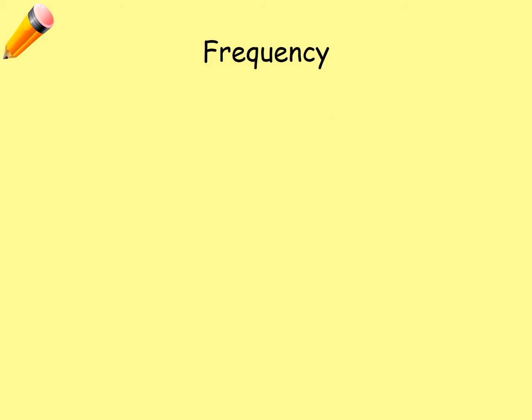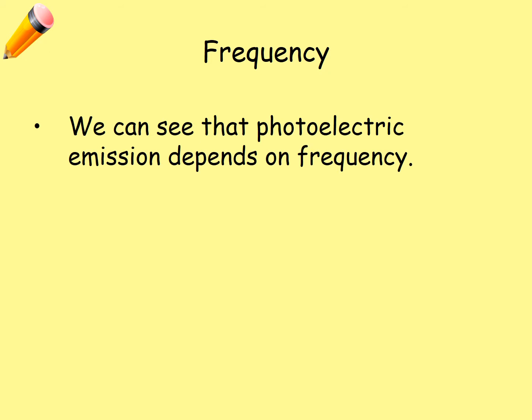So frequency. We can see that the photoelectric emission depends on the frequency of the photons, the frequency of the light. If it's too low a frequency, we don't have photoelectric emission. We can't remove the electrons from the surface of the metal, which makes sense because those electrons are bonded to the nucleus of the atom. They need a reasonable amount of energy in order to break that bond.